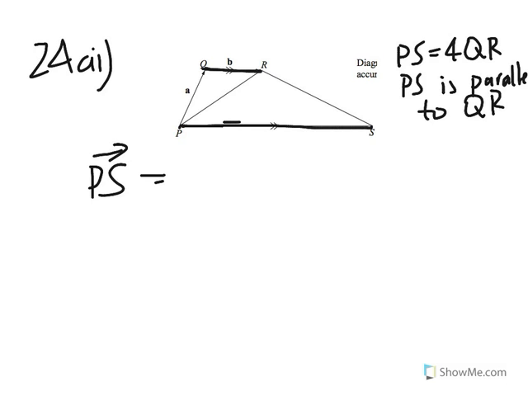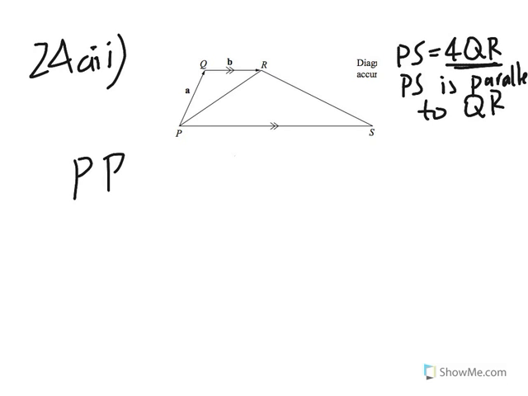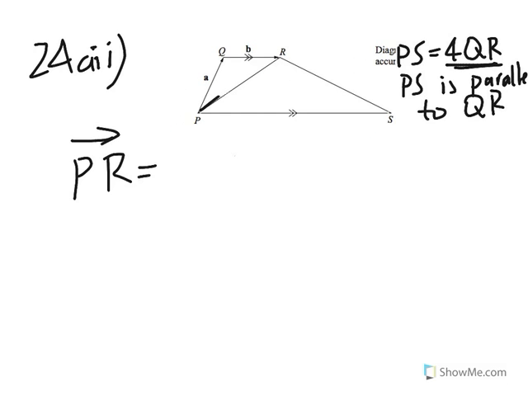But we need to know the amount by which this is larger than QR, and they actually say it here. PS is equal to 4QR. So since QR has the vector B, PS should have the vector 4B. Now, question 24a2 is asking you to calculate the vector PR. Now I really like vectors because basically you want to get from here to here. But there's no direct route and there's no obvious route.